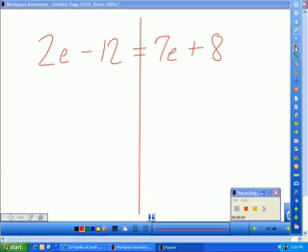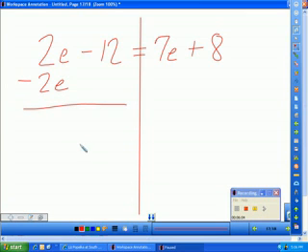This is just a personal preference, but I like to get rid of whatever one has the smallest coefficient. Remember, that means the smallest number in front of the variable. Just a personal choice. You don't have to do it that way. That's just how I like to do it. 2e minus 2e means that they're going to cancel each other out. So all you have left over here is a minus 12, which needs to come down.